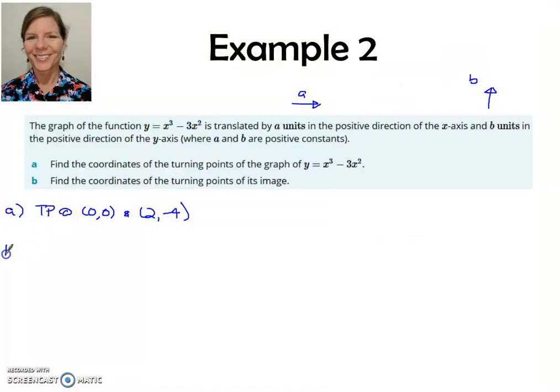So therefore the new turning points will be at (A, B) and (2 plus A, -4 plus B). And that's all there is to it. That's a really straightforward example, but again showing a good understanding of what's happening when you're translating your function.